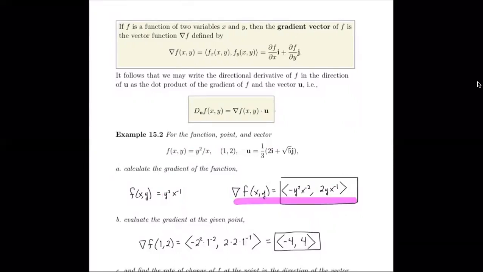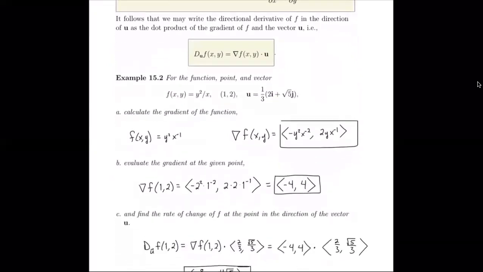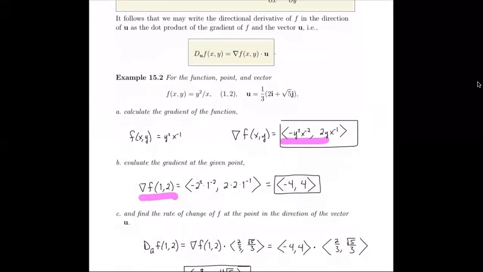We've satisfied part A. Of course, they're having us piece this together to ultimately get the directional derivative of the function f at the point (1, 2) in direction u. Okay, next they ask us to evaluate the gradient at the given point. So this is the gradient of f at (1, 2). It's just a matter of plugging (1, 2) into the gradient function for f. That looks like this. The result is (-4, 4).